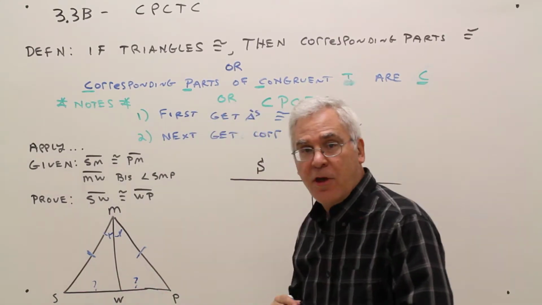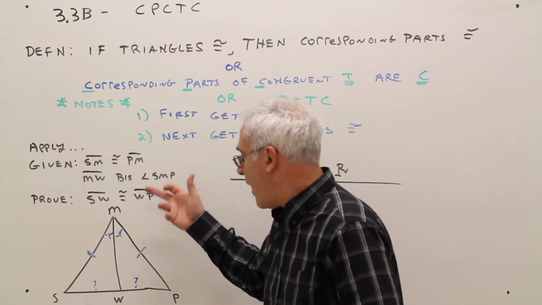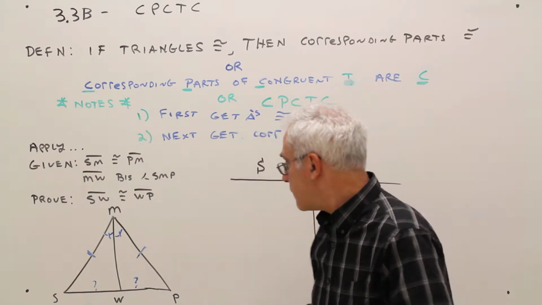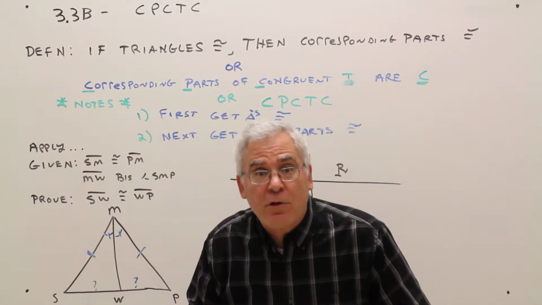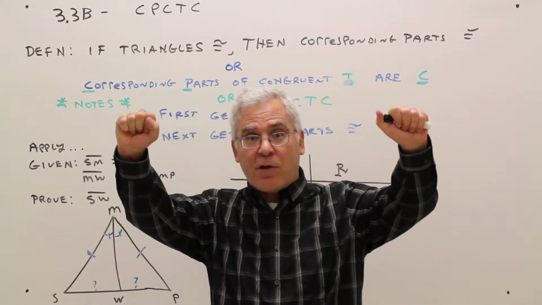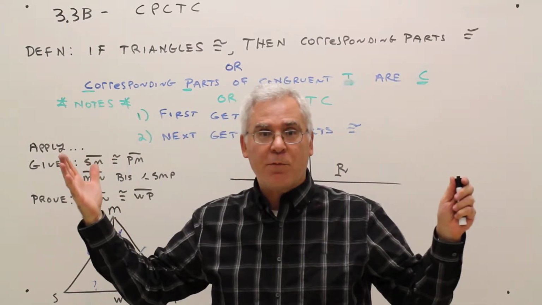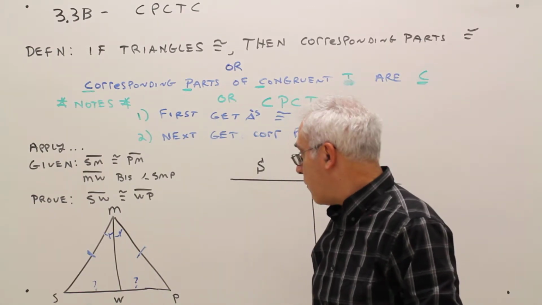WP, that chunk there. A common mistake students might jump right to is to say, oh, if I'm a bisector, I got 2 congruent segments, but that's an angle bisector. All right, so what I'm looking for is parts of triangles to be congruent. So let me first get the 2 triangles congruent, and then I can get the corresponding parts. That's the whole crux, once again, of CPCTC. So now let's see if I can get the triangles congruent.